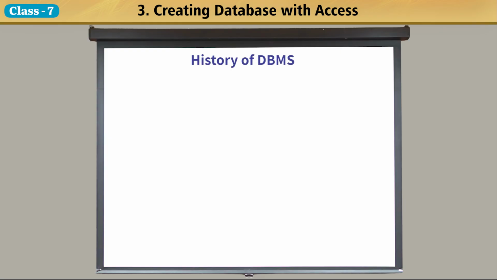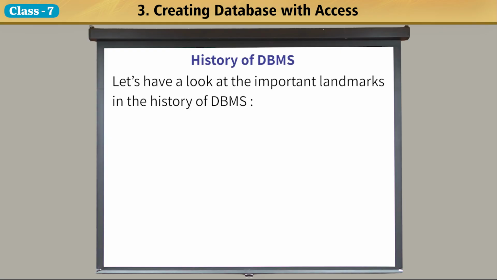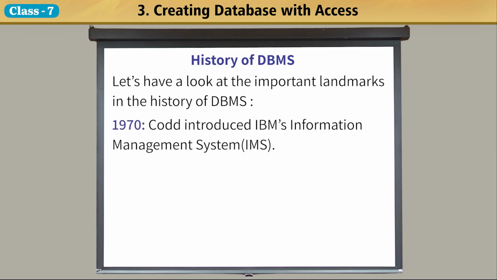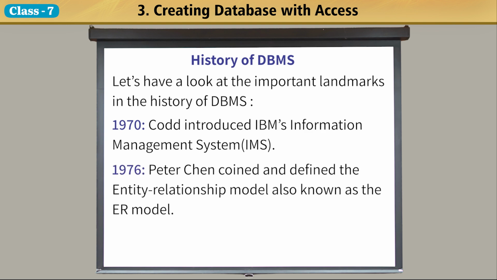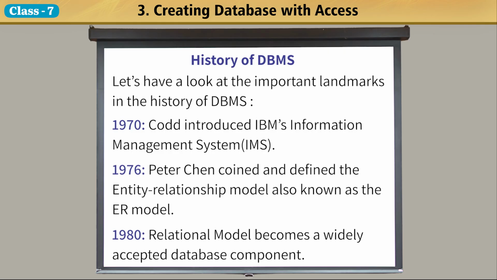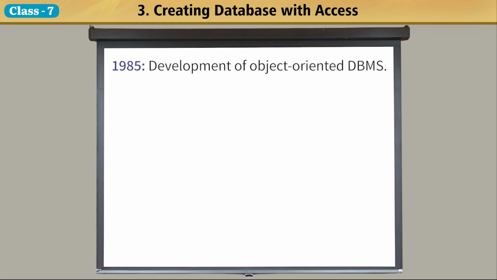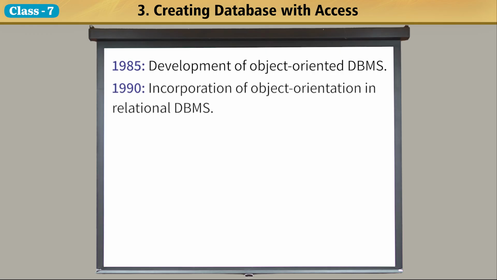History of DBMS. Let's have a look at the important landmarks in the history of DBMS. 1970, Codd introduced IBM's Information Management System, IMS. 1976, Peter Chen coined and defined the Entity Relationship Model, also known as the ER model. 1980, Relational Model becomes a widely accepted database component. 1985, Development of Object-Oriented DBMS. 1990, Incorporation of Object Orientation in Relational DBMS.